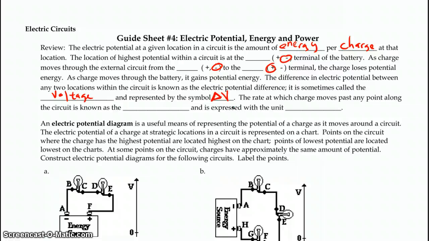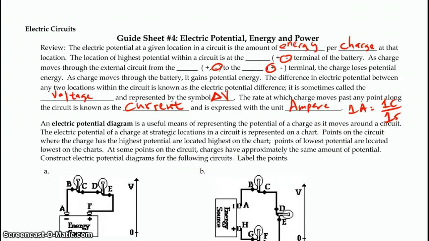The rate at which charge moves past any point along the circuit is known as the current. It is a rate, so it would be expressed in the unit the ampere. And since it's a rate, 1 ampere is equal to 1 coulomb of charge passing a space in 1 second of time. So anytime you see a rate quantity, you're just going to divide by time.